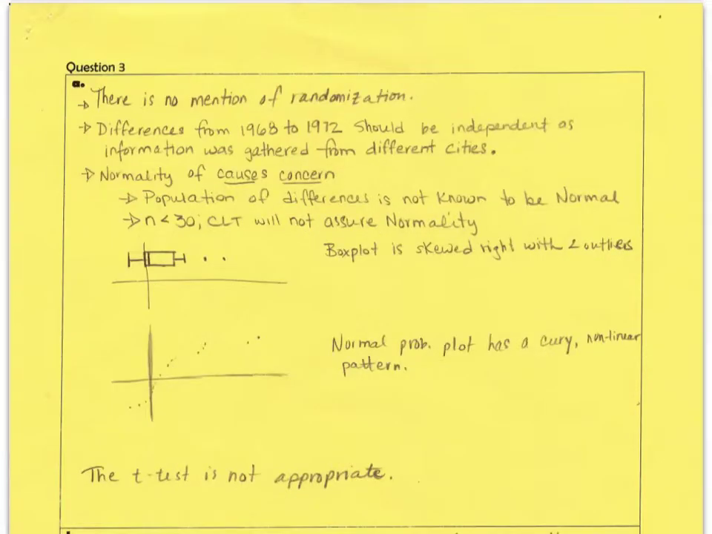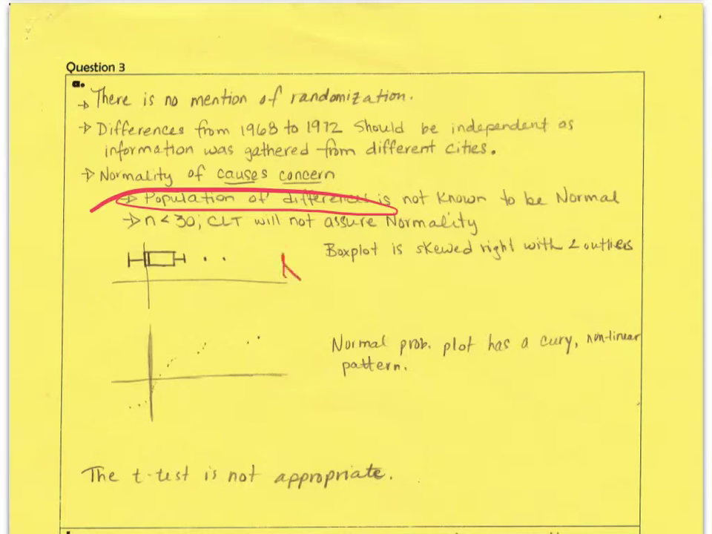Question 3. My main concern was that this was treated as if it were a 2 sample t-test, and it's not. These cities were chosen, and the women in the labor force were matched based on the city from 2 different time periods. And so you really should have been concerned about the population of differences. So providing 2 separate box plots and two separate normal probability plots was not acceptable for this particular problem.